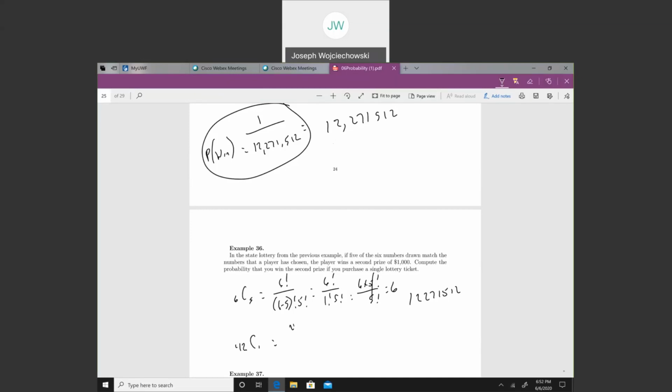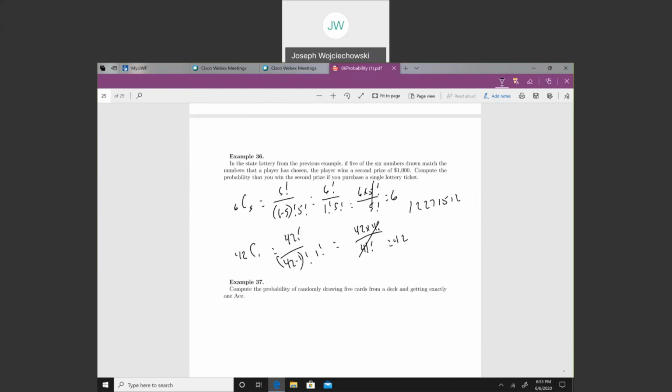So this is 42 factorial over 42 minus 1 factorial, 1 factorial. So this is 42 times 41 factorial over 41 factorial, which is 42. So the number of possible ways we could win this would be 6 times 42, which is 252. So the probability of second prize is equal to 252 over 12,271,512.